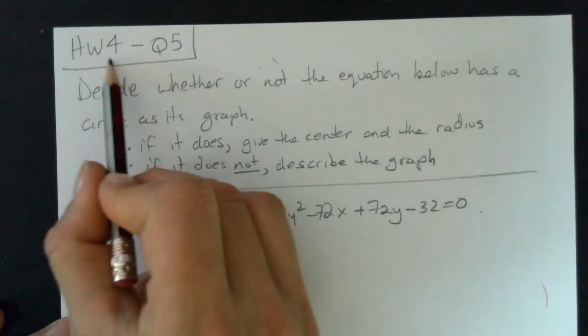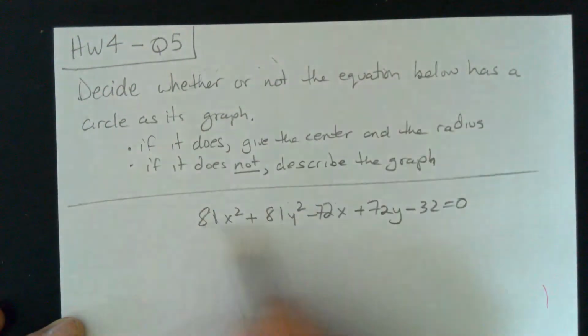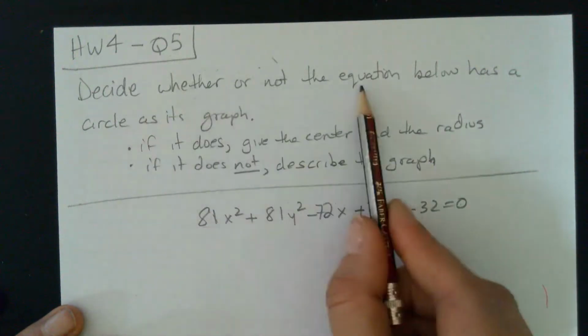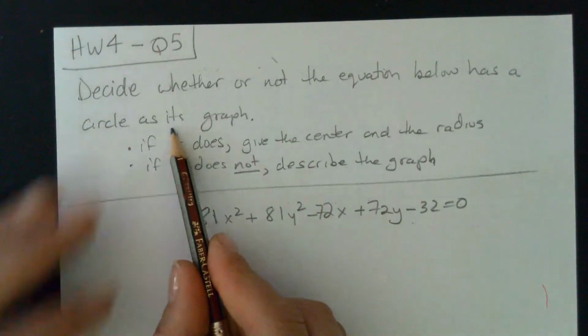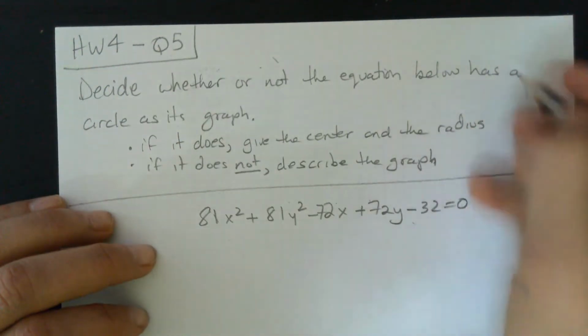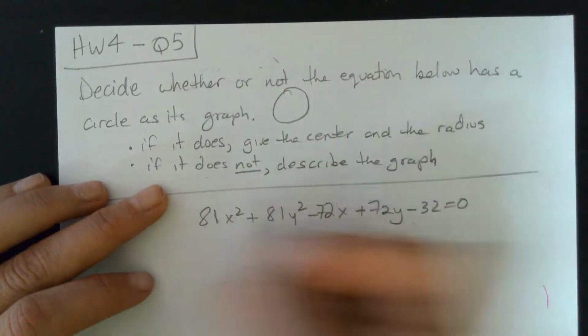Asked about homework number 4, question 5. Now, question 5 is the same as question 2, okay? So we have this equation in standard form, and it says decide whether or not the equation below has a circle. So what it's saying is, is it a circle?